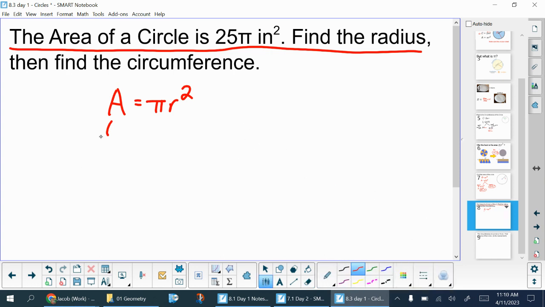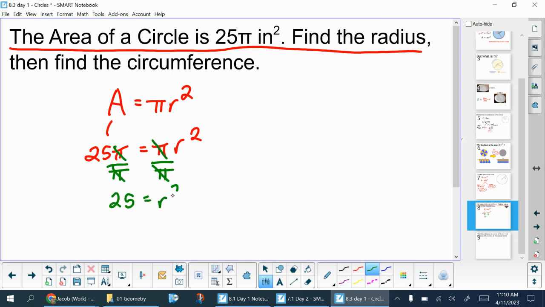So we'll go ahead and write down what we've got here. 25 pi equals pi r squared. And it might look like with those pi's in there, it's going to be a little bit more difficult, but honestly, it's not going to be that bad. If I'm trying to solve for r, I got to start by getting rid of this pi. When I divide by pi on this side, and I divide by pi on this side, look at that, the pi's go away. So now I just have 25 equals r squared.